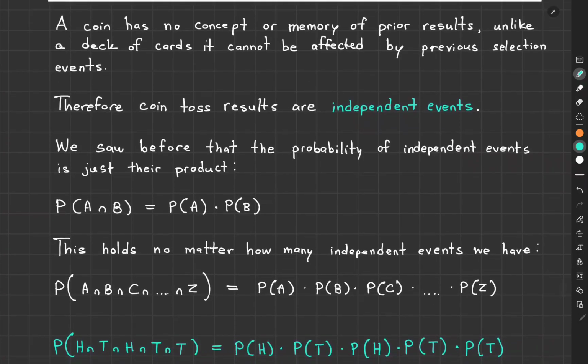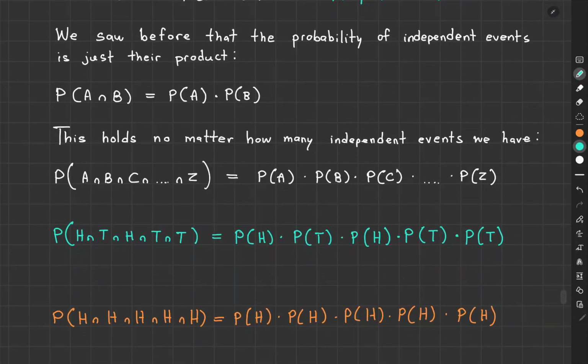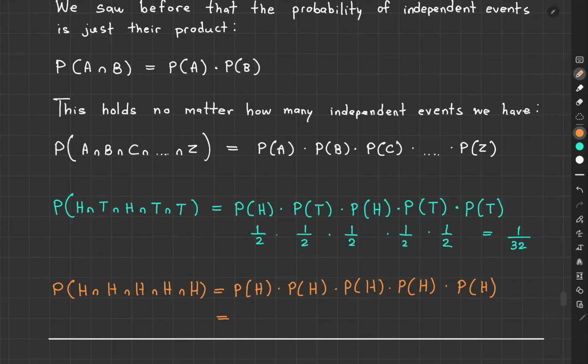So if we're going to do this for our events, we'd have to do probability of heads, 1/2, times probability of tails, 1/2, 1/2, and 1/2. 5 times in a row. And this would come out to 1/32. And you would do the same thing here: 1/2, 1/2, 1/2, 1/2, and 1/2. And this also comes out to 1/32.